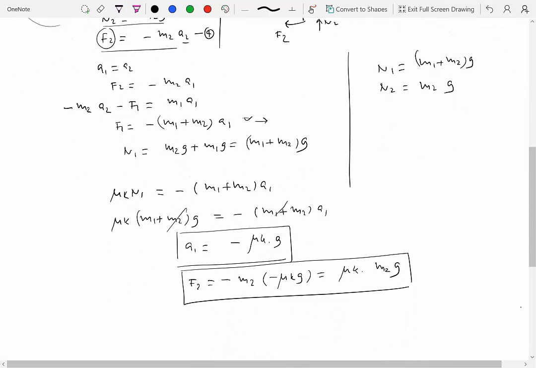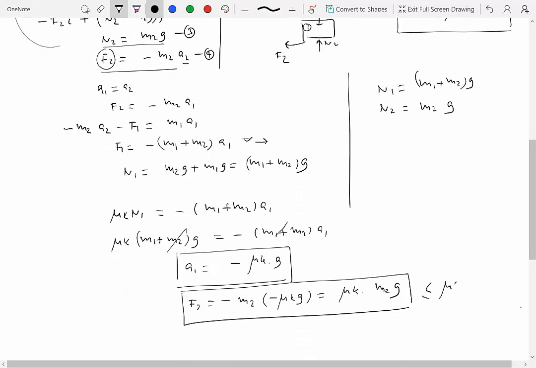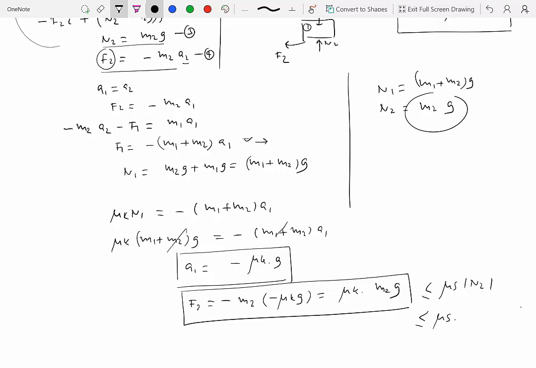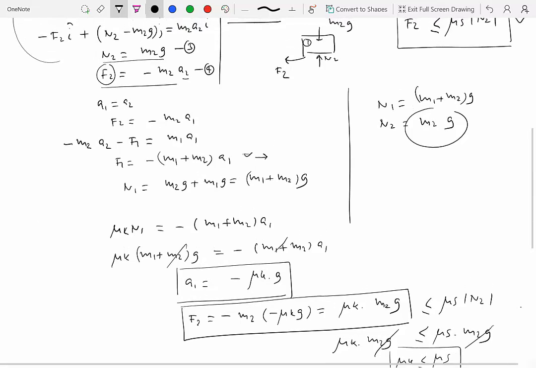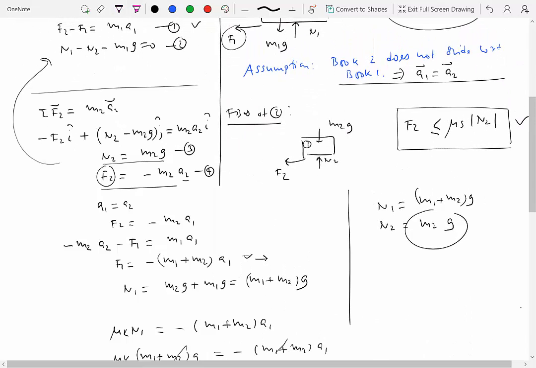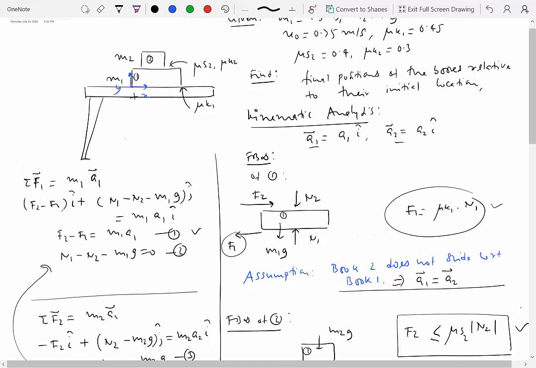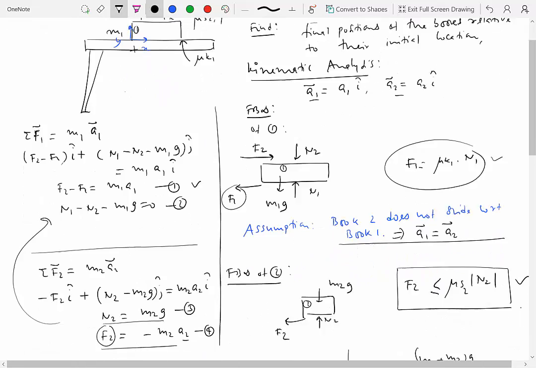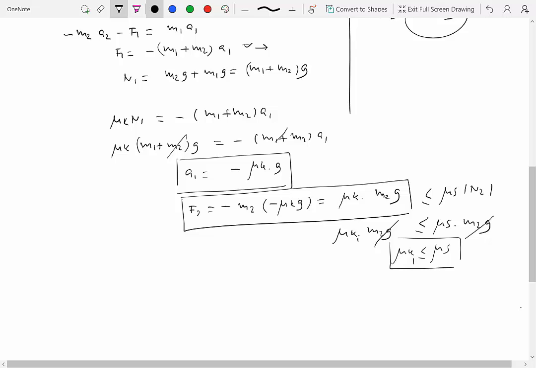This is the test that says that this should be less than or equal to mu s times the norm of n2, right? And the norm of n2 is m2g, so let's substitute that. So the relationship becomes mu k times m2g should be less than or equal to that. These two cancel. So mu k should be less than or equal to mu s. That's the condition, right? So this mu s actually is mu s2, right over here. And the mu k that we are writing here is actually mu k1. So I should write that. This is mu k1 because that's from the book 1. So mu k1 should be less than or equal to mu s2.